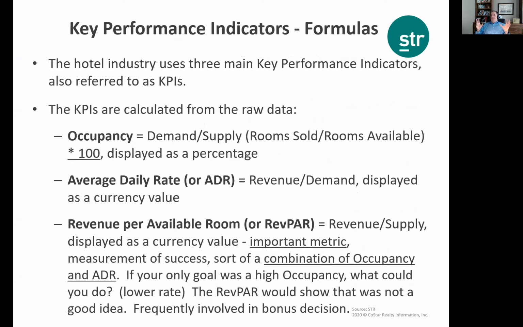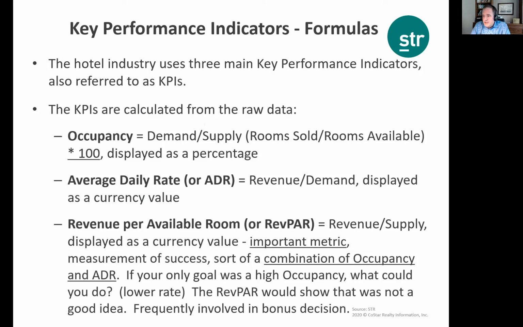Okay, next, key performance indicators for the hotel industry. The hotel industry uses 3 main key performance indicators. We call these KPIs. And here are the formulas and a little information about each one. The first one is occupancy. Now, occupancy is simply the demand divided by the supply. In other words, the rooms sold divided by the rooms available. And generally that's the small number divided by the big number. It is a percentage, so we multiply it times 100 and we display that as a percentage.